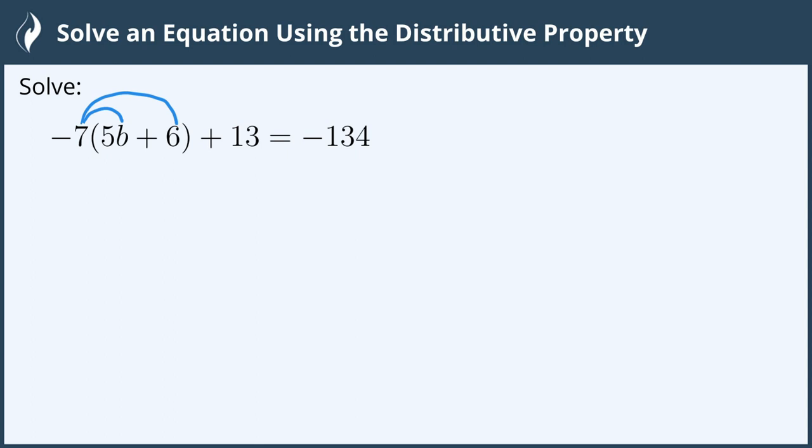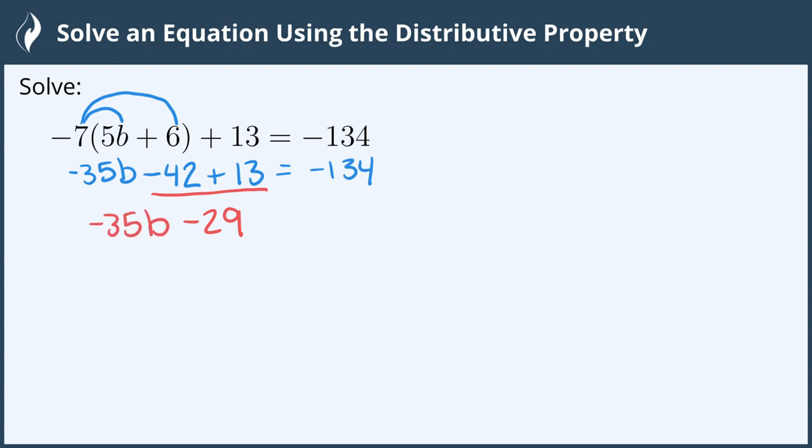We end up with negative 7 times positive 5b, which gives us negative 35b. And negative 7 times positive 6 gives us negative 42, or subtract 42. And we still have the positive 13 and the negative 134. Now that the variable is no longer stuck inside the parentheses, we can continue simplifying by combining some like terms here. Negative 42 plus 13 gives us negative 29. So we have negative 35b minus 29 equals negative 134.